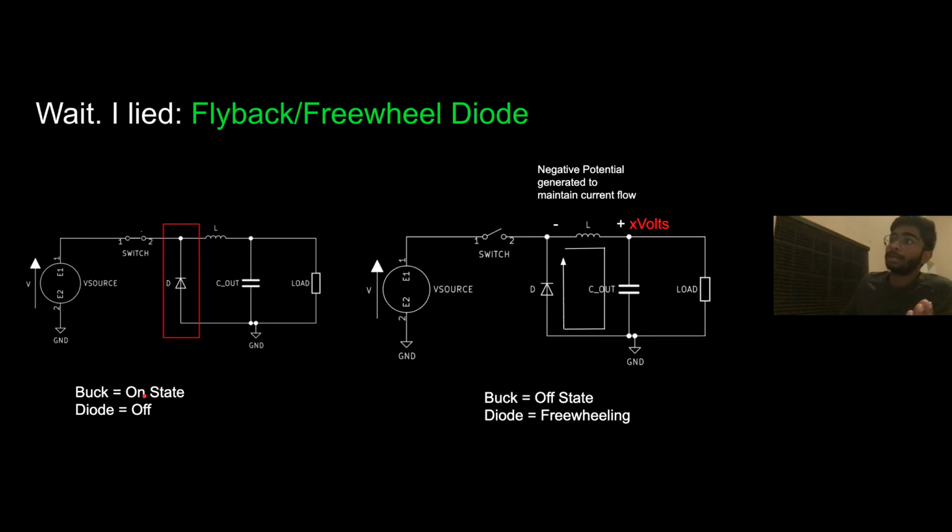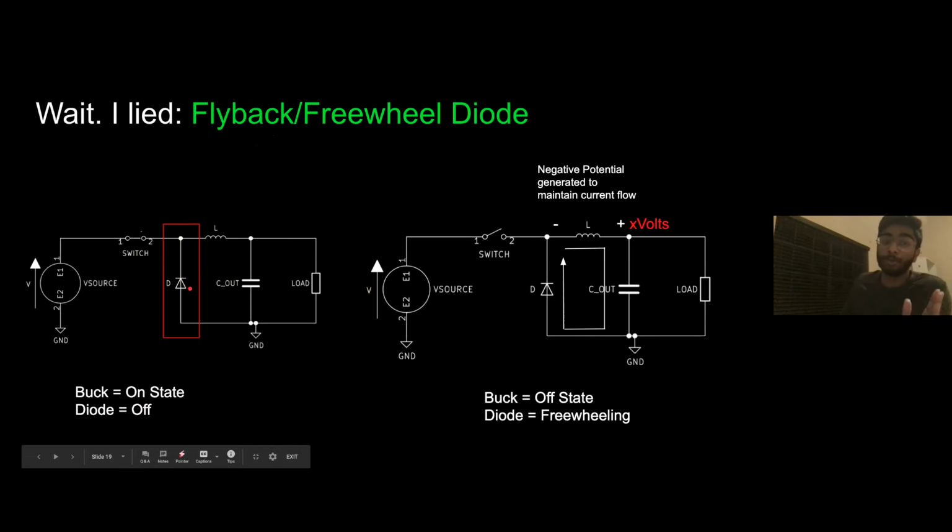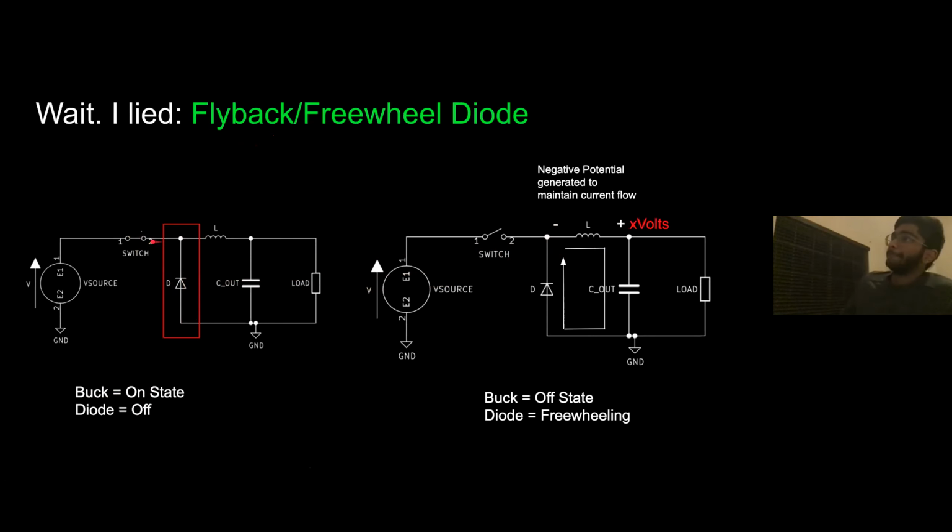So when your buck is in the on state, your diode is going to be off. Because if you look at it, the diode's pointing the other way. Diodes only allow current to flow in one direction for the sake of this presentation. Don't worry about what that means. But right now we're treating this diode like it's only allowing current to flow this way, up. So our switch is closed, our buck is on, current is flowing this way.